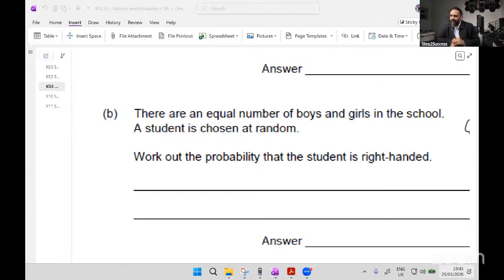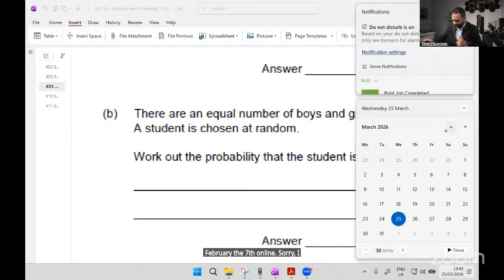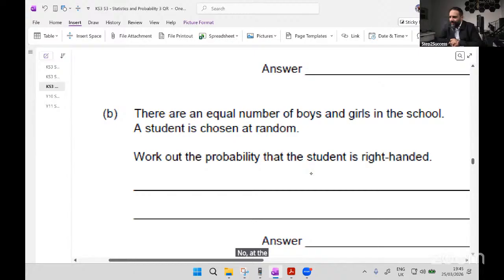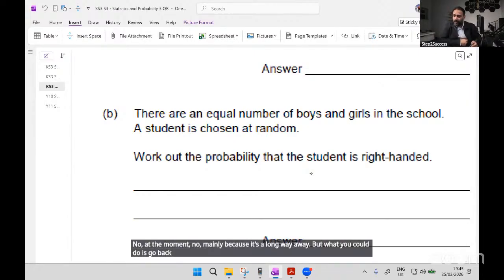February the 7th online. Sorry, I'm reading what somebody says. No, at the moment, no, mainly because it's a long way away. But what you could do is go back to our YouTube and find the session I did around that week, and I will probably have done some of the questions from the booklet then.